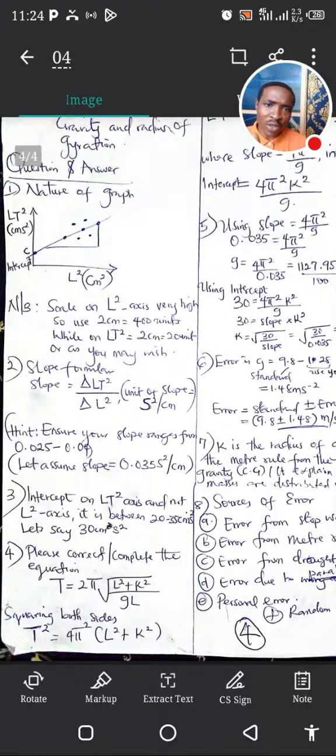As we are trying to get our k, you notice that the intercept will be used, and this k formula has a square root. That is the square root of intercept over slope. That is the k formula. So if you do that, you'll not be able to get the correct answer, because you cannot find the square root of a negative number.